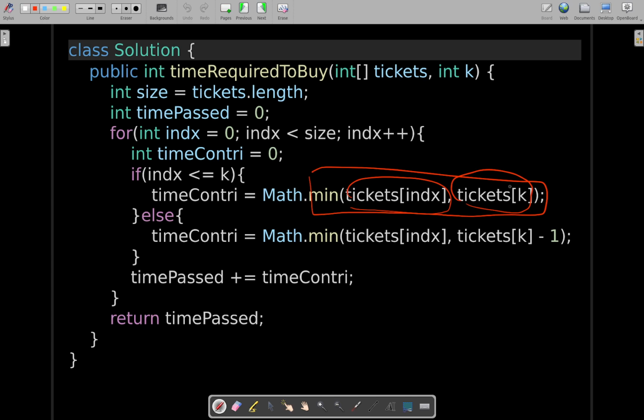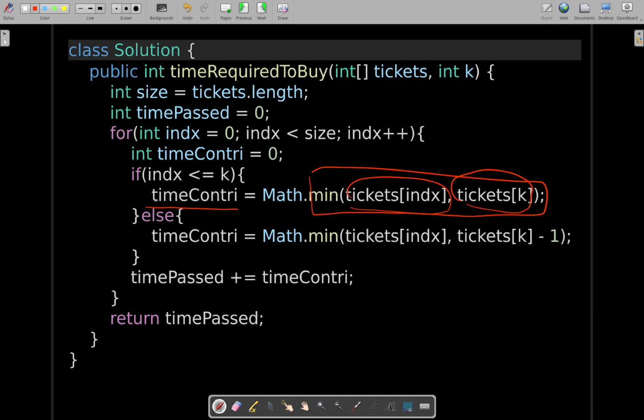We will take the minimum of the number of tickets that are left for the kth person to buy, and the number of tickets required for the current person to buy. We will take the minimum of it, and that will be the contribution of that person to the time that will be passed in order for the kth person to buy out all the tickets.